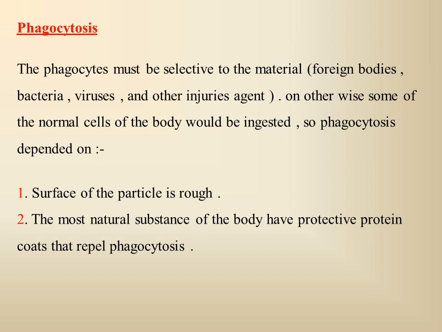So phagocytosis depends on several factors. Phagocytosis depends on recognizing foreign bodies, viruses and other substances in the body, and this depends on the surface of the particle being rough. Foreign bodies must be rough in surface to be recognized by this type of cell.